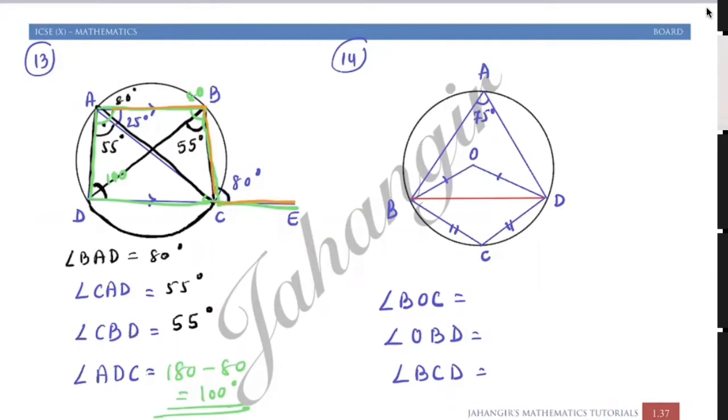But we want DBC, that is 55. So that lies in the segment DC ना. So if we have already, we are finding na, in first part we are finding DAC. This DAC we are already finding. So we can do.